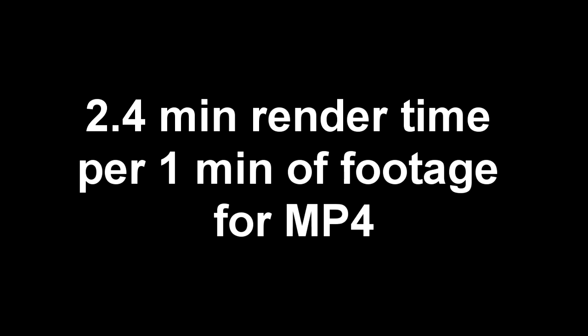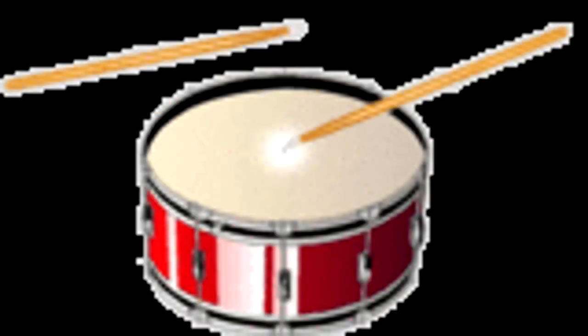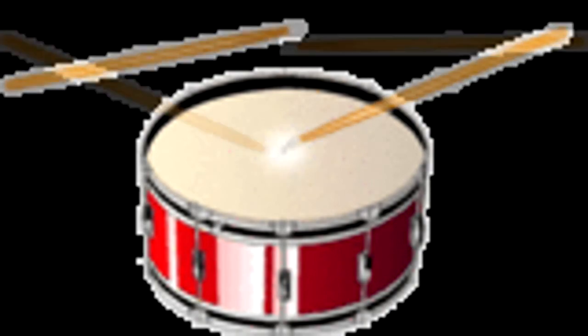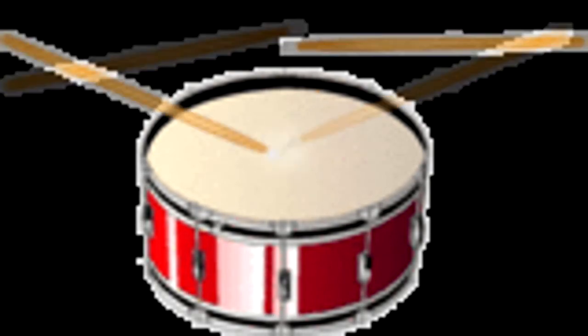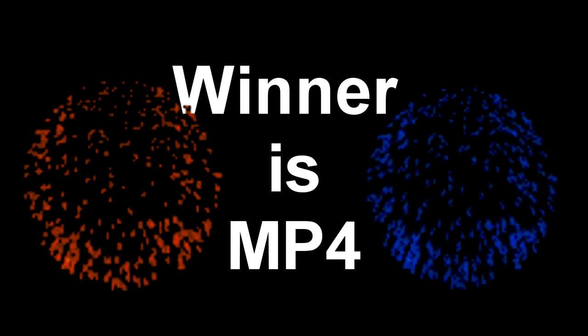For WMV files, it takes roughly 4 minutes of render time for every 1 minute of video footage. And lastly, for MP4 files, it takes roughly 2.4 minutes of rendering time for every 1 minute of footage. Because there's not a big difference between the size and quality of each video format, I base my decision mainly on the rendering time that it takes. And because of that, in my opinion, the best format to choose is... yes, I picked the MP4. Overall, it has the best quality, the best rendering time, and the best size.